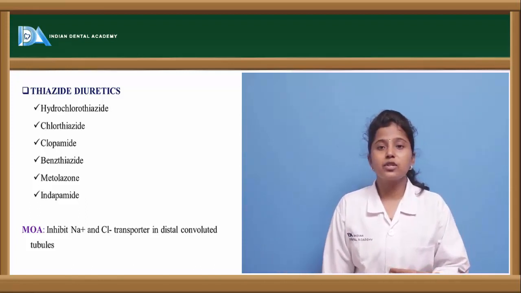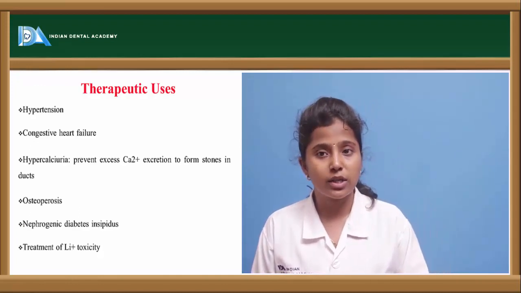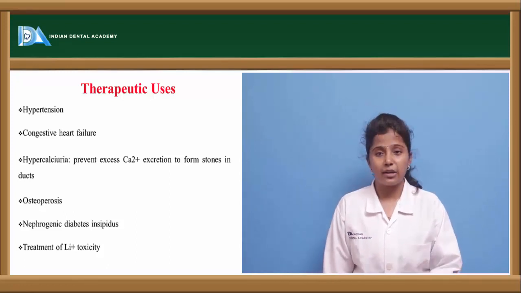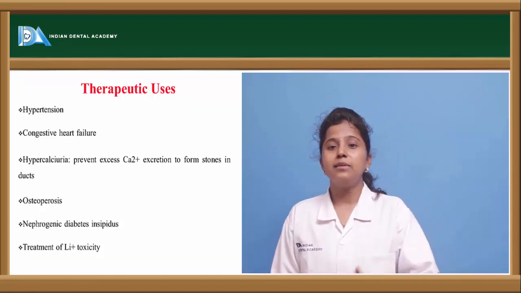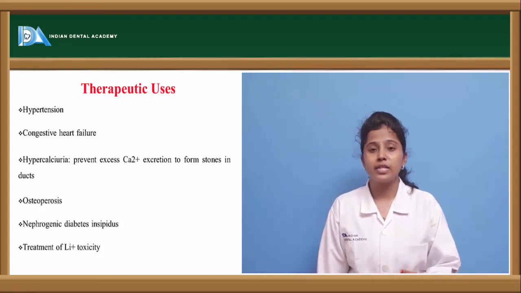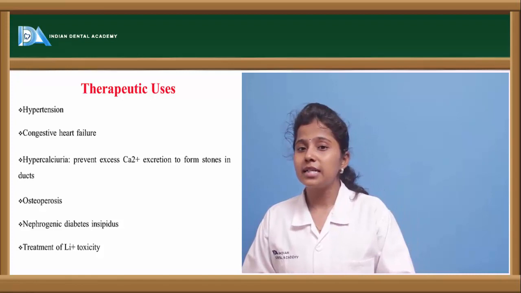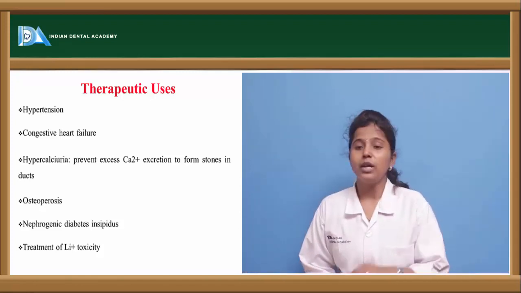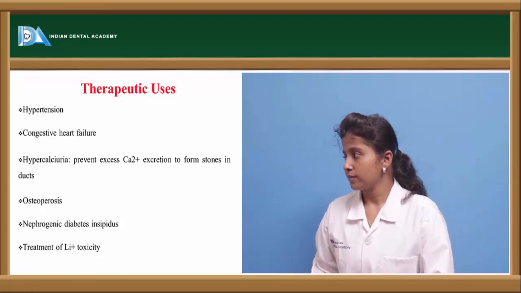The therapeutic uses of these thiazide diuretics are in cardiovascular disorders like hypertension, and they are used in congestive heart failure, because when they allow the elimination of excessive sodium, they prevent the retention of excessive sodium in the body, thereby blood pressure is decreased. So that is the reason these are used in the treatment of hypertension and congestive heart failure, and they are used in osteoporosis condition also.